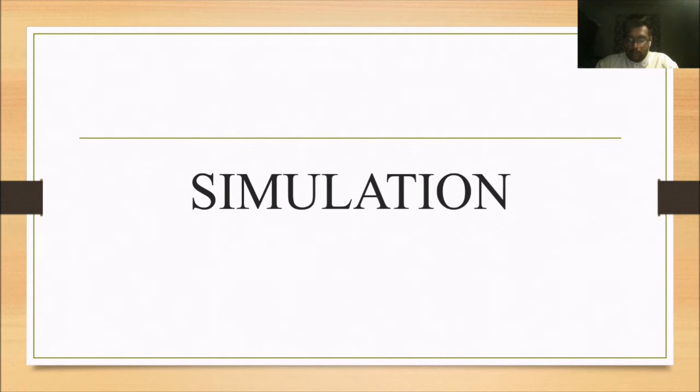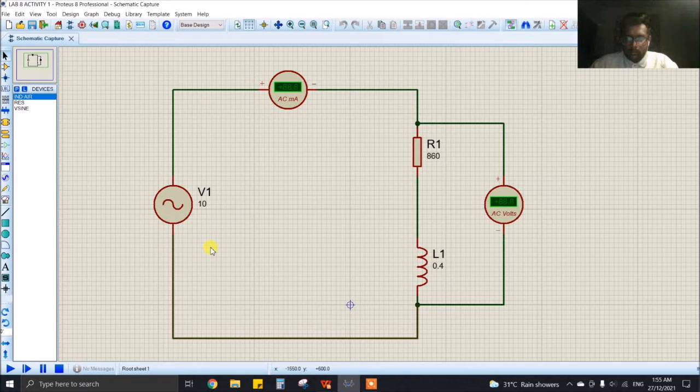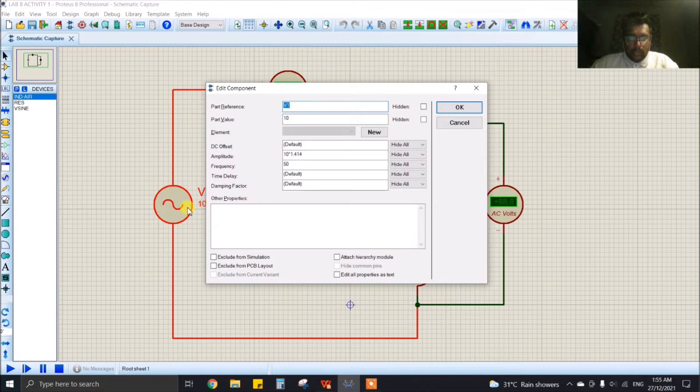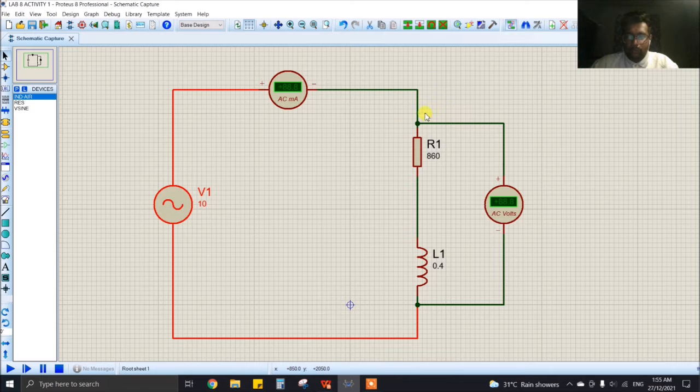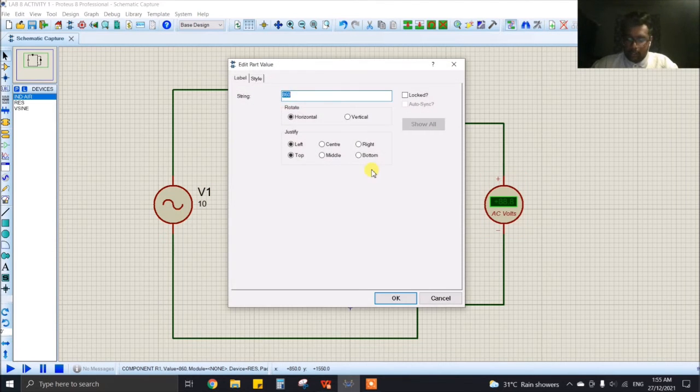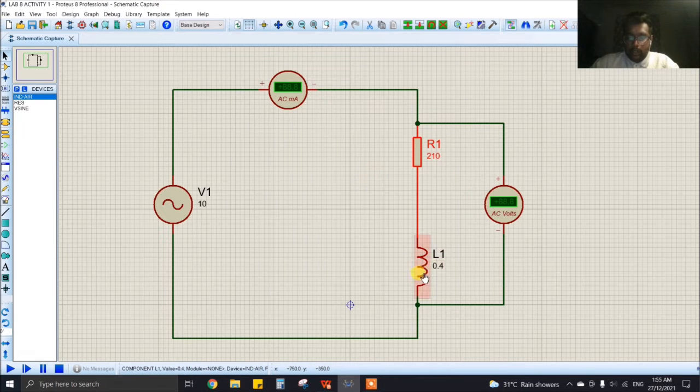So let's proceed with the simulation. This is the circuit based on figure 8.11. Let's look into the parameters. For the AC supply, we have set the voltage to 10 times 1.414, which is the formula for the RMS value that we need to use in this simulation. For the resistor, we need to set it to 210 ohm, and for the inductor, the value is 0.4. So let's simulate this circuit and see what happens next.